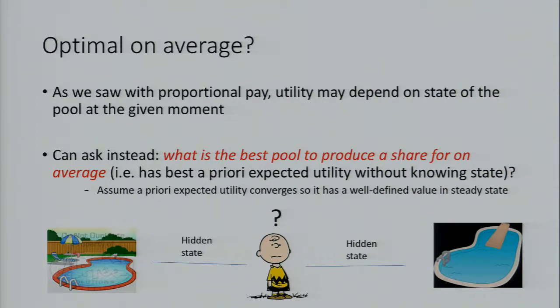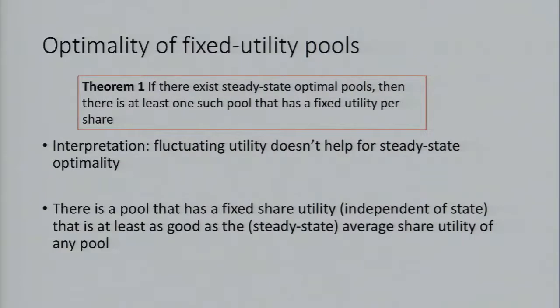I'll discuss that assumption a little bit more, but let me first say, we call this the optimal steady state utility. And let me just briefly say what some of our results are. One thing that we found is that if you can solve this problem, if there exists a steady state optimal pool, then there is at least one such pool that is steady state optimal and has a fixed utility per share.